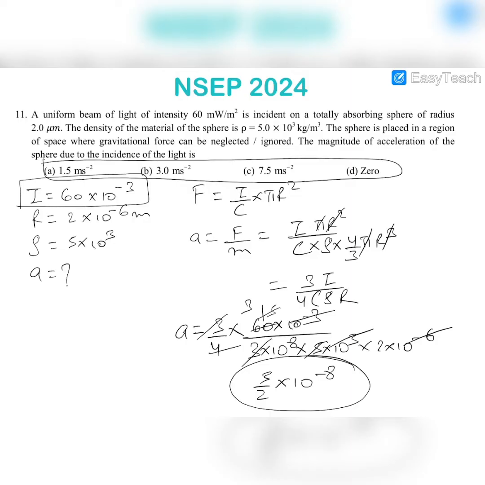I think if this was megawatt, and mega means 10 raised to power 6, so there would be a difference of 10 raised to power 9 here. So the answer would be, I think, then also the answer is not matching. So this is a question in which no answer is matching. So let us see what NSEP will give in the answer key. So let us move on to the next question.